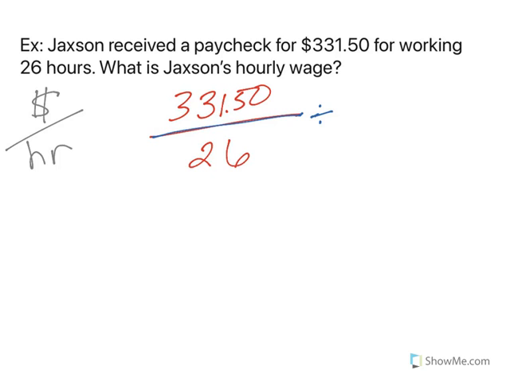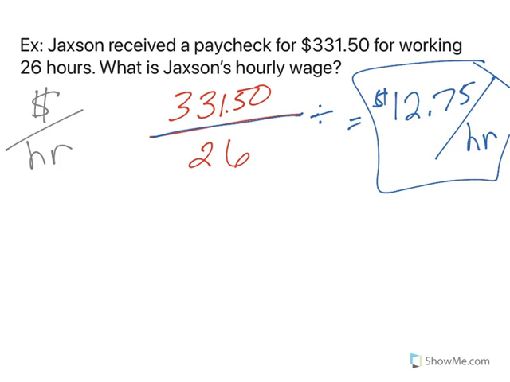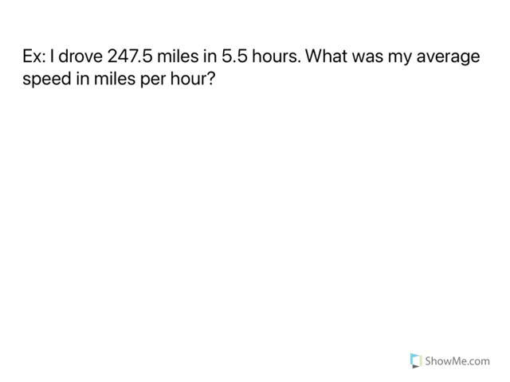So we're going to take 331.50 and divide that by 26. And when we do that, we get $12.75 per hour. And that would be the unit rate.